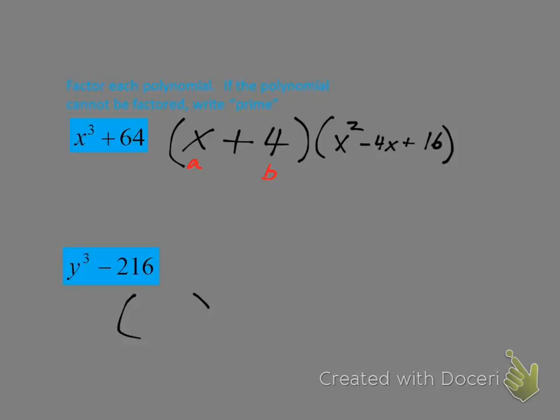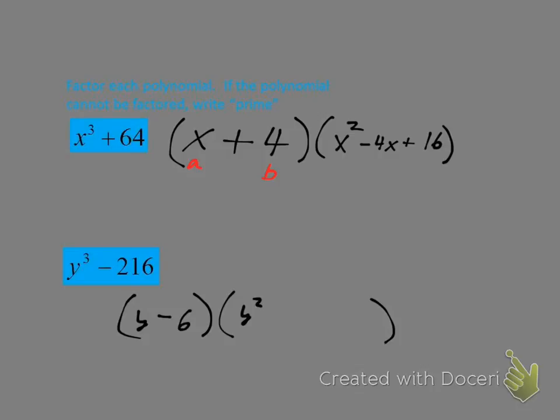So, a binomial, a trinomial. What's being cubed first? Y. Next, the sign I gave you is a minus. What's being cubed there? 6. Now, y acts as your A, 6 acts as your B. So now A squared would give you y squared. What's the next sign? Plus.